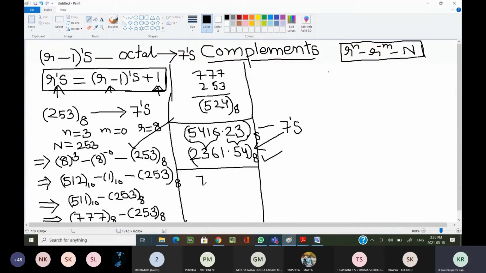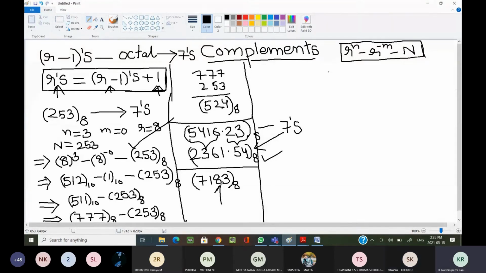Can someone tell me the solution? 7 1 8. Calculate the seventh complement of the given number. In an octal number, sir, 8 is not possible, sir. Very good, very good.